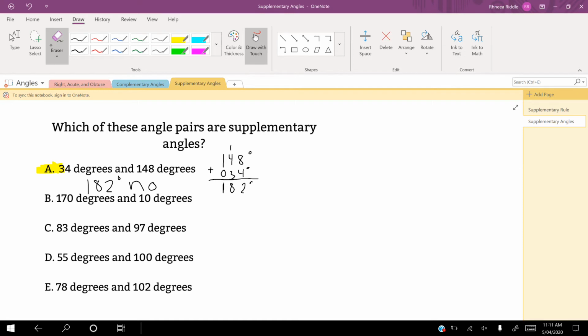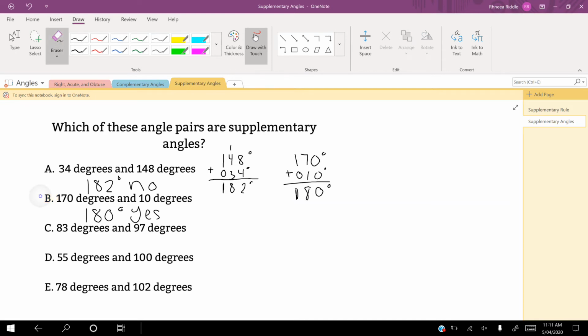So now we're going to continue on to B. So we have 170 degrees and are adding up 10 degrees. 0 and 0 make 0. 7 and 1 make 8. And 1 and 0 make 1. So we get 180 degrees. So this one is yes, it is supplementary. Because 170 degrees and 110 degrees, when you put those two angles together where they share a side length, you get 180 degrees.